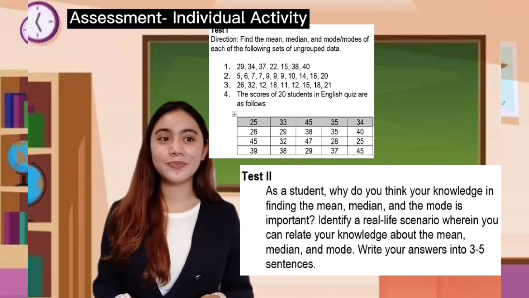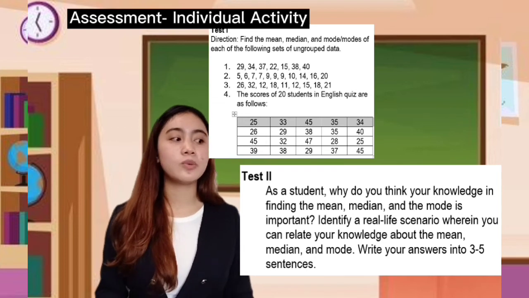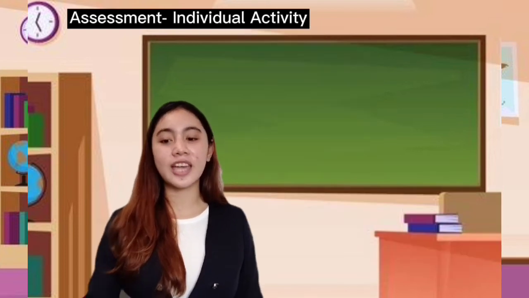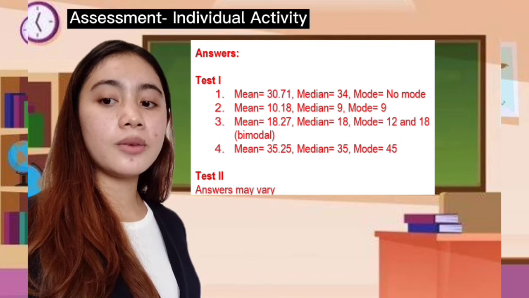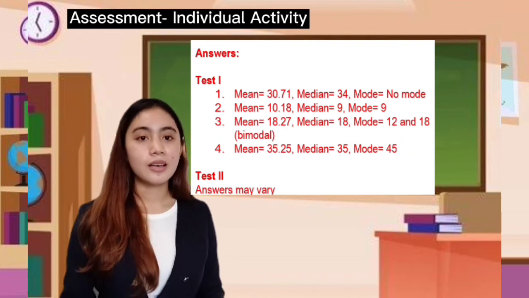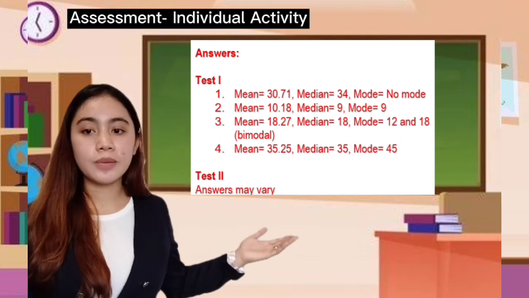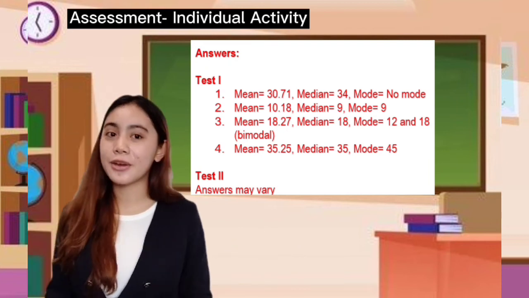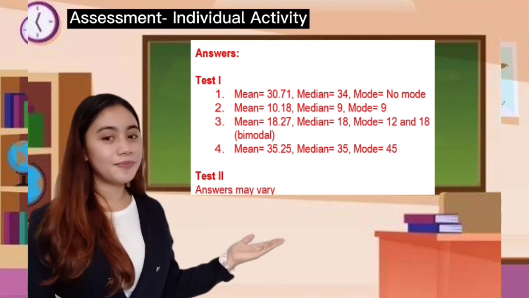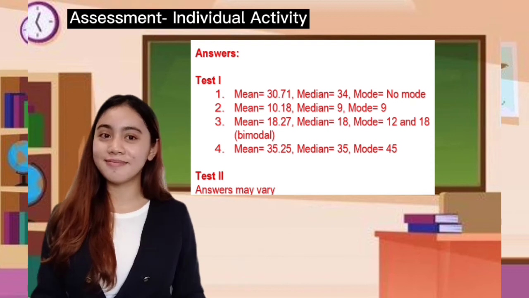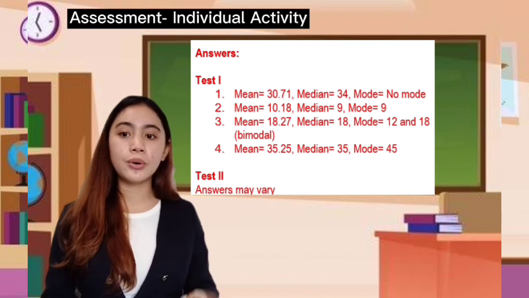Okay, time's up! Please exchange your papers with your seatmates. Okay, let's check. For number 1, we have the mean. The mean is 30.71. Very good. For the median, we have 34. And for the mode, we have no mode.